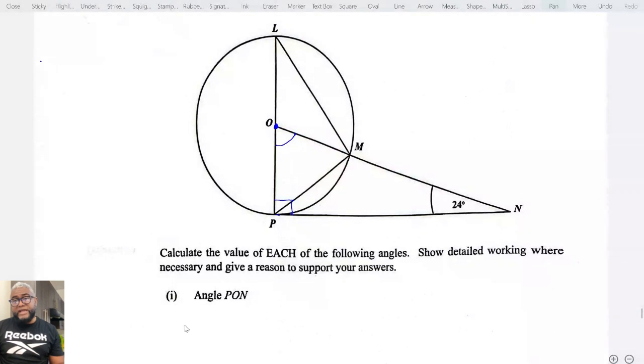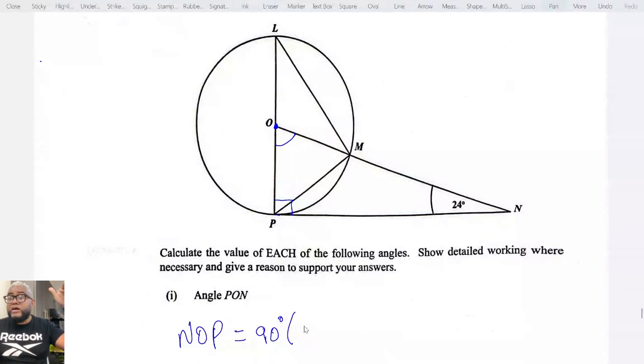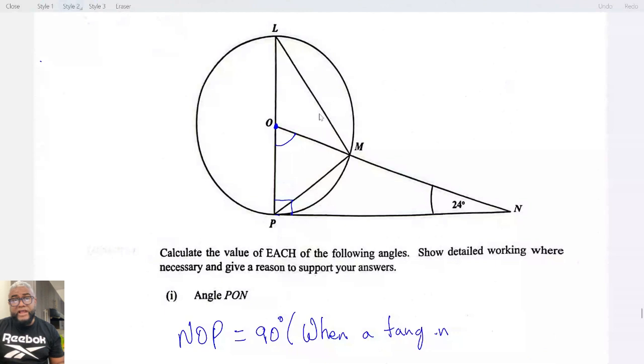So the first thing we had to put is that NOP is equal to 90 degrees. What's the law again? Internalize these laws. What's the law to show here is 90? When a tangent and radius meet, a right angle is formed. Excellent. I feel like I'm going to make up a song with that.